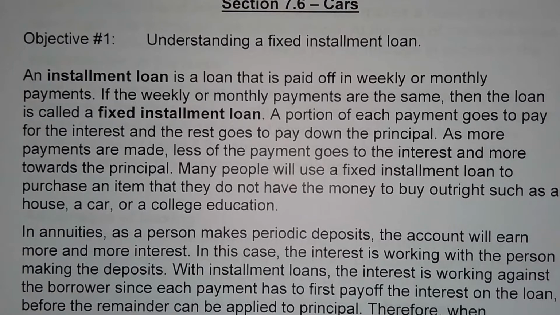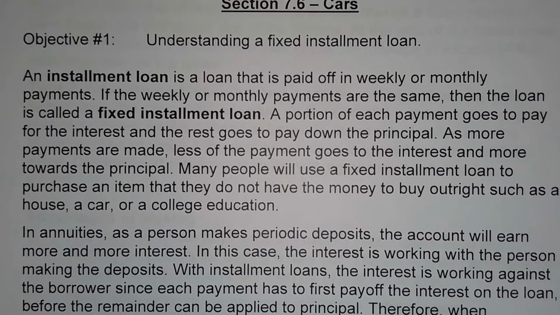So now we want to talk about working with cars. And to understand this, we need to talk about a fixed installment loan. An installment loan is a loan that's paid off in weekly or monthly payments. If the weekly or monthly payments are the same, then the loan is called a fixed installment loan. A portion of each payment goes to pay for the interest and the rest goes to pay down the principal. As more payments are made, less of the payment goes to the interest and more goes towards the principal.